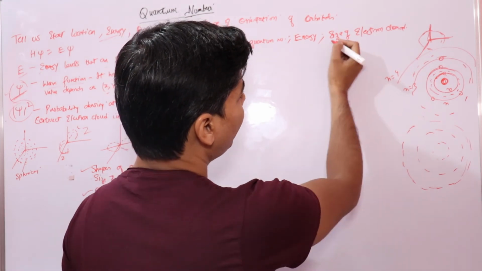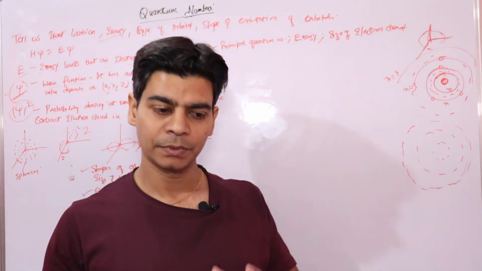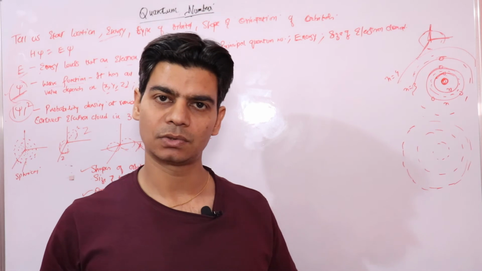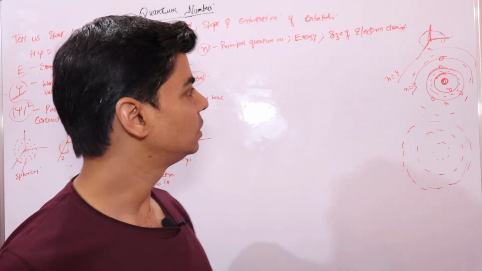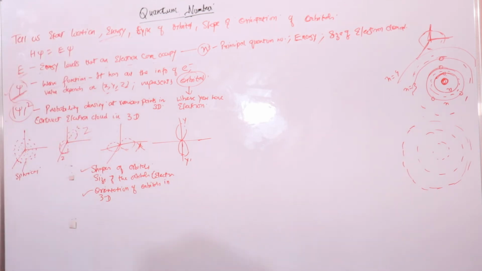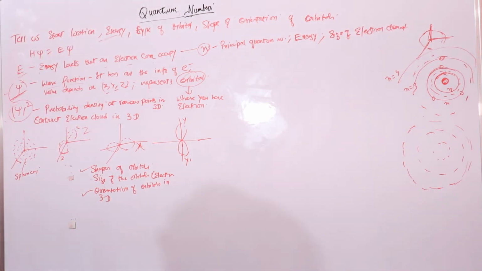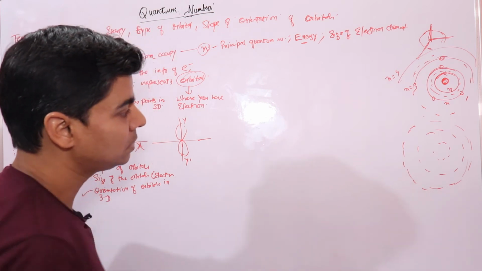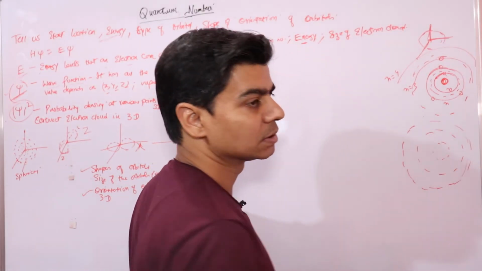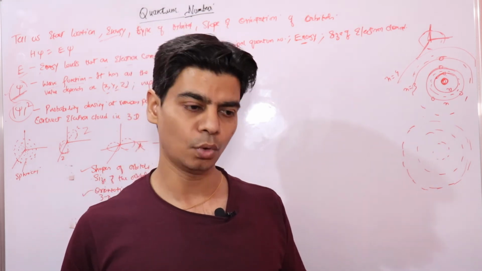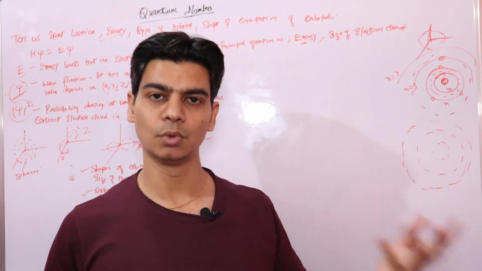So the value of N will tell us the size of the electron cloud or the size of the orbital. We'll look at this in a moment. It also tells us the energy. How? If an electron is far from the nucleus, more is its energy. The more an electron is far from the nucleus, the more is its energy.